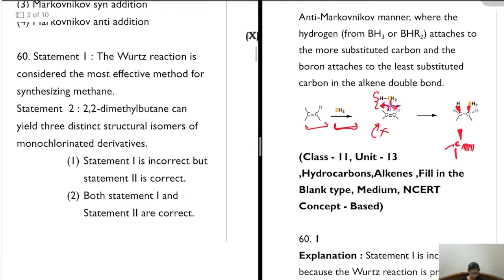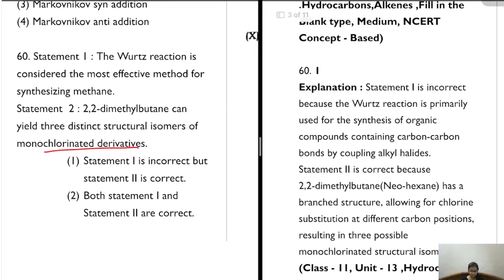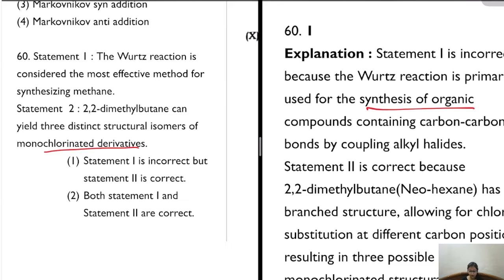Now let's see the next question. Statement 1: The Wurtz reaction is considered the most effective method for synthesizing methane. Statement 2: 2,2-dimethylbutane can yield three distinct structural isomers of monofluorinated derivatives. First of all, what is a Wurtz reaction? It is used for the synthesis of compounds which have a carbon-carbon bond. In methane, we only have one carbon, so no carbon-carbon bond can be formed in methane. So statement one is incorrect.